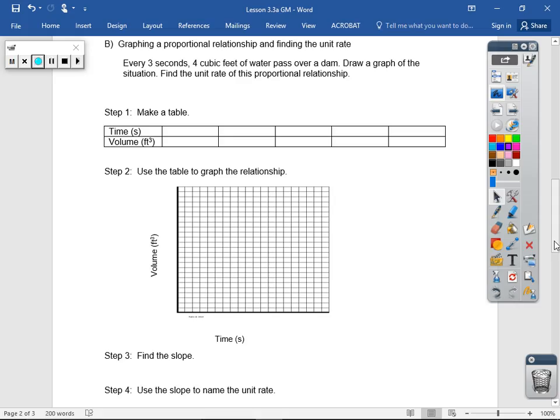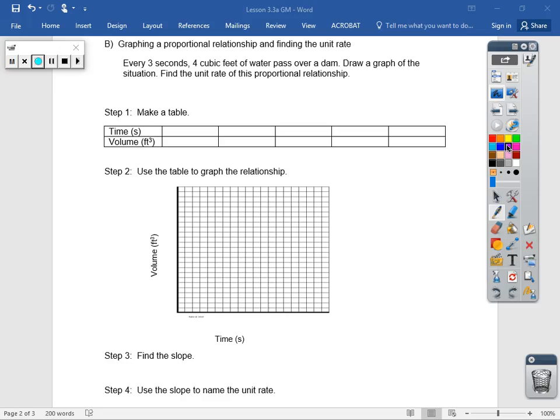All right. Graphing a proportional relationship and finding the unit rate. Okay? So I'm going to turn my pen on. Every 3 seconds, 4 cubic feet of water pass over a dam. Draw a graph of the situation. Find the unit rate of this proportional relationship.